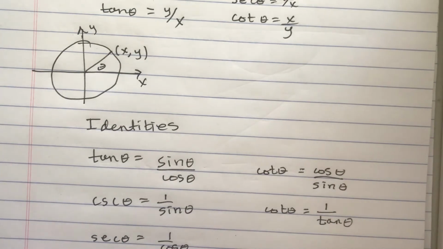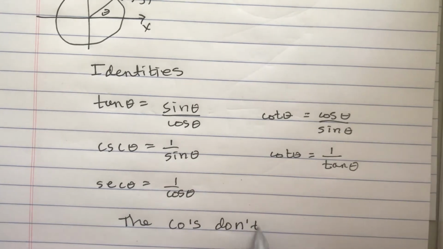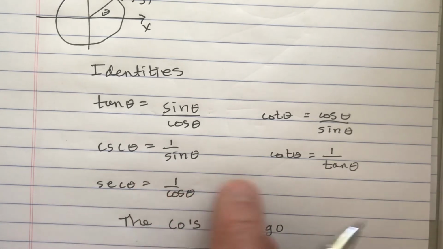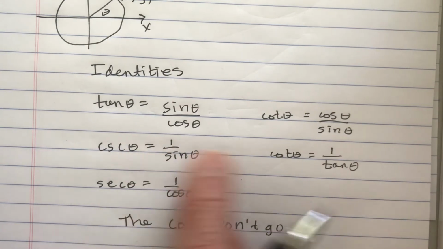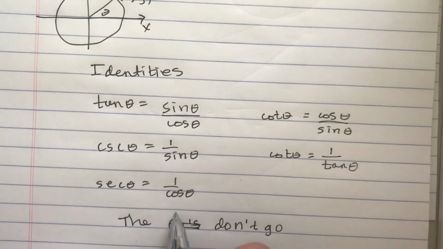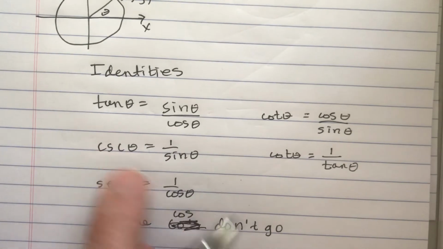Okay, there's this thing that someone told me about, that the cos don't go. I'm not sure if I should put that apostrophe there. Okay, but the cos don't go. Cosecant does not go with cosine. Cosecant does not go with cotangent. The cos don't go. Maybe like this. The cos don't go. They do not go. The cosecant does not go with the cosine.